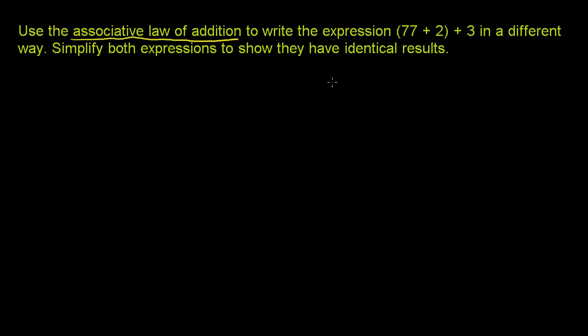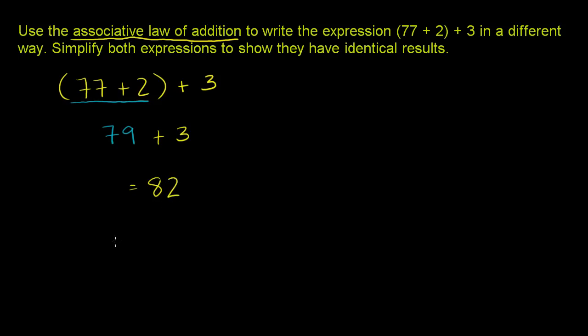Now let me just make that clear. The way they wrote it right here, they wrote 77 plus 2 in parentheses, and then they wrote plus 3. These parentheses mean do the 77 plus 2 before you add the 3. So if you were to evaluate this, you would evaluate what's in the parentheses first. You would say, well, 77 plus 2, that's 79. So everything in the parentheses just evaluates to 79. And then you still have that plus 3. And 79 plus 3 is 82. So this is equal to 82. That's if you just evaluate it the way that they gave it to us.